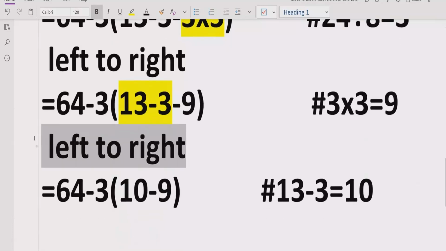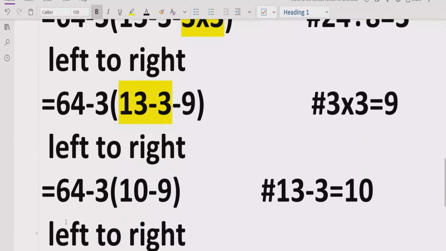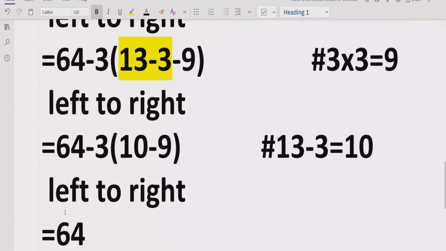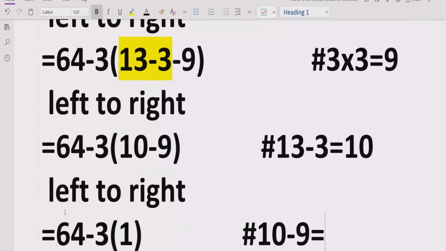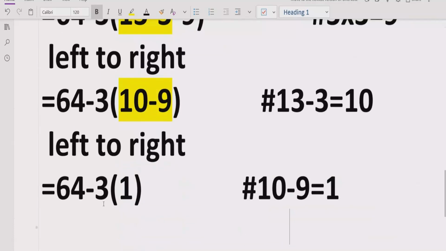Now move forward. We have to see inside the bracket we have 64 minus 3 and 10 minus 9 equals 1. And here we have to give the reference: 10 minus 9 equals 1. So we have solved this one. Now move forward for multiplication here, because first of all we have to solve this part, and after that we will solve 64 minus 3.